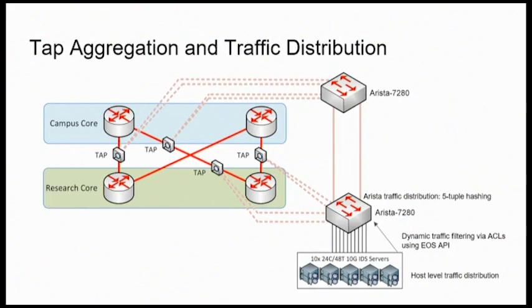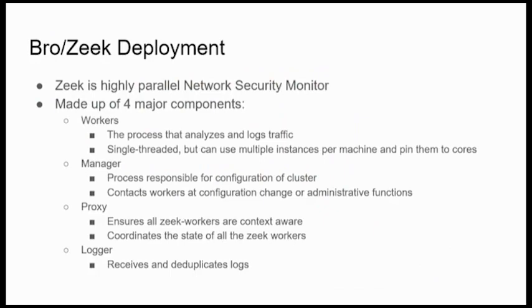And at the bottom, as you can see, from the Aristas the traffic is distributed to a Zeek cluster. There are about 10 servers in there, and we'll talk more about that as we go along. The cluster runs the core of the system, which is called Zeek. As I mentioned earlier, it's a highly parallel network security monitor.